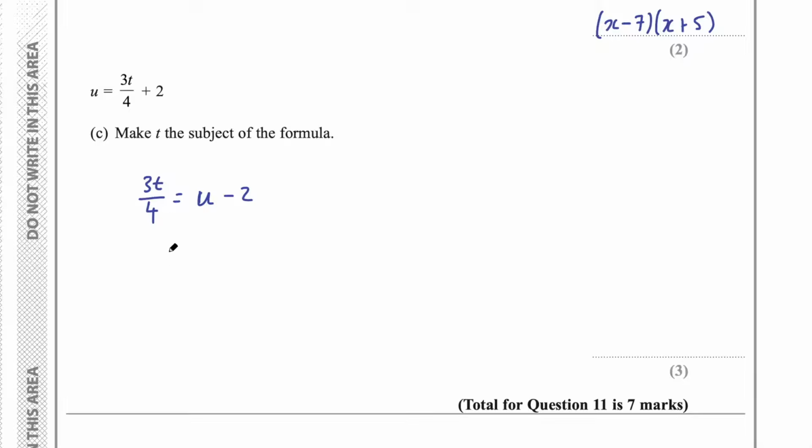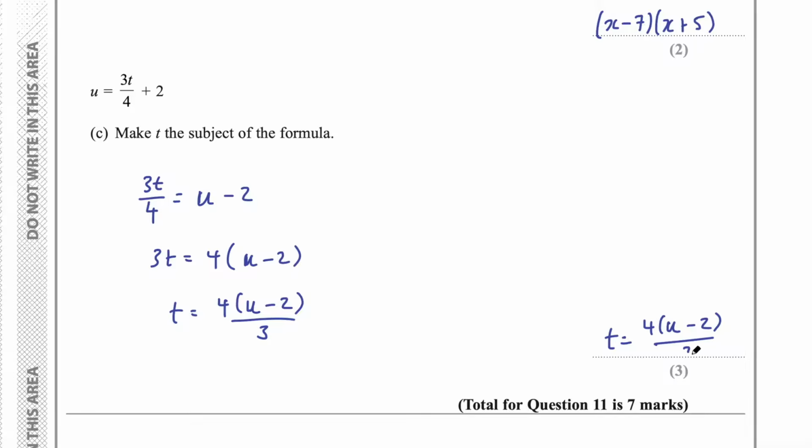Then multiply by 4, so we'd get 3t equals 4 multiplied by u, take 2, and then divide by 3. So t equals 4 multiplied by u, subtract 2, divided by 3. So my final answer there is t equals 4, and so on. Okay, and that was for 3 marks. And question 11 for 7 marks.